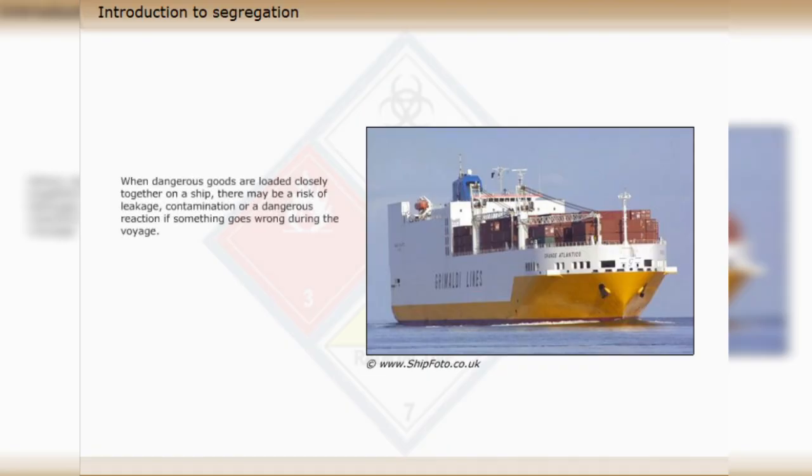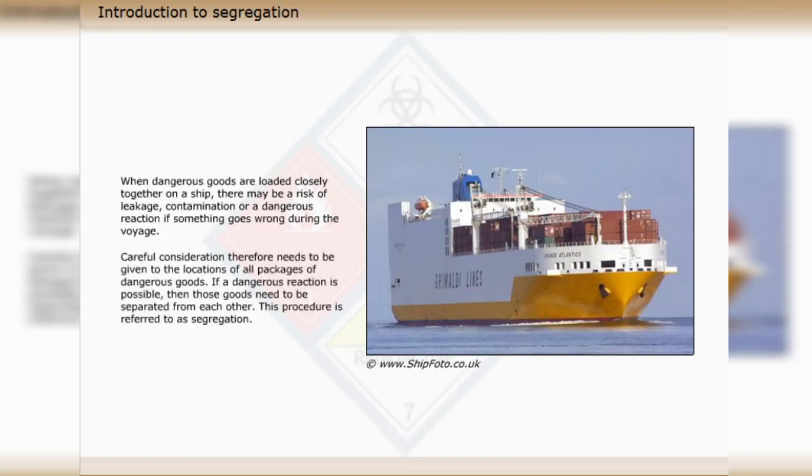When dangerous goods are loaded closely together on a ship, there may be a risk of leakage, contamination, or a dangerous reaction if something goes wrong during the voyage. Careful consideration, therefore, needs to be given to the locations of all packages of dangerous goods. If a dangerous reaction is possible, then those goods need to be separated from each other. This procedure is referred to as segregation.